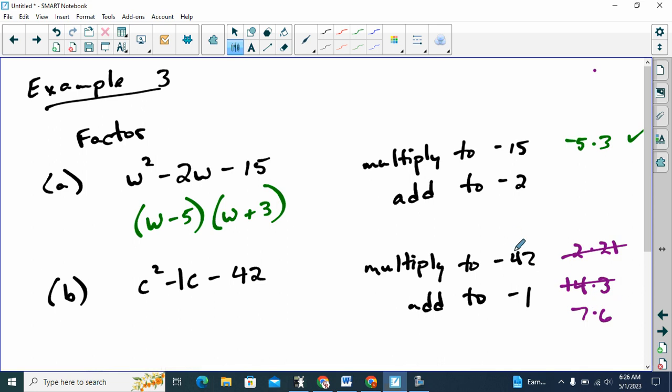7 times 6 is 42. I need to make it negative 42, so one of my numbers needs to be negative. Adds up to negative 1. The bigger number should be the negative one. Double check. Negative times positive is negative. 7 times 6 is 42. Negative 7 and 6 make negative 1. There's my numbers. So our factors are c minus 7 and c plus 6.